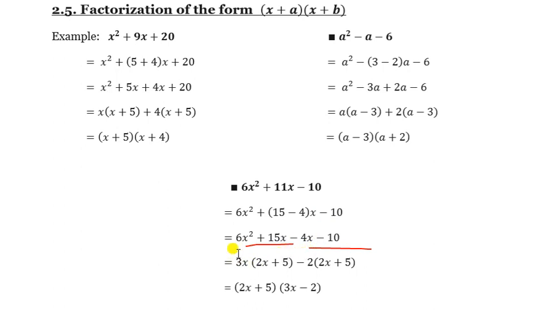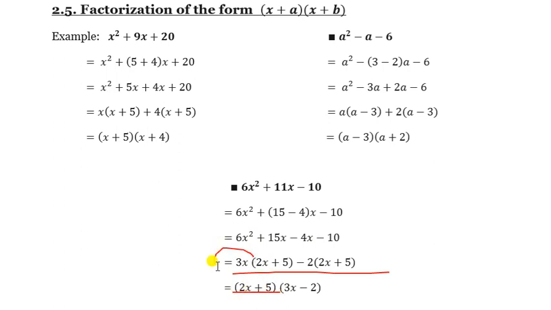So if we take 3x common from the first group, then it will be 2x plus 5, and from this group we will take minus 2 common, then here also 2x plus 5. So after this we can again take 2x plus 5 common.